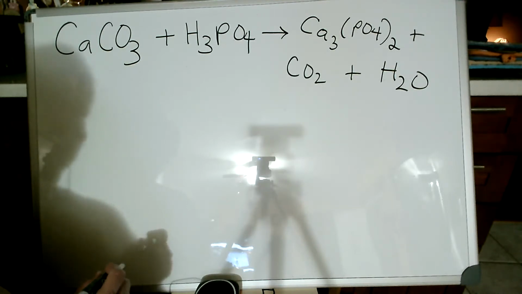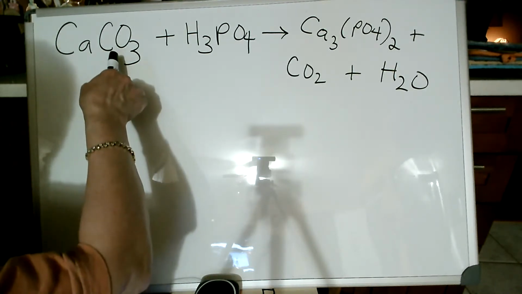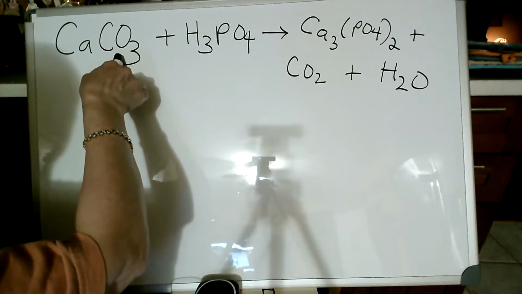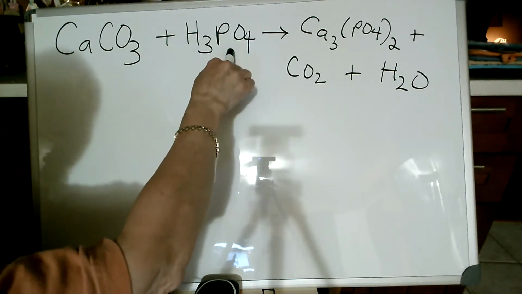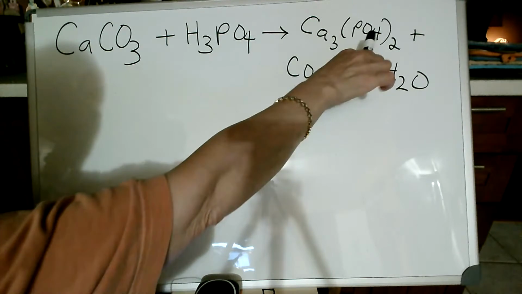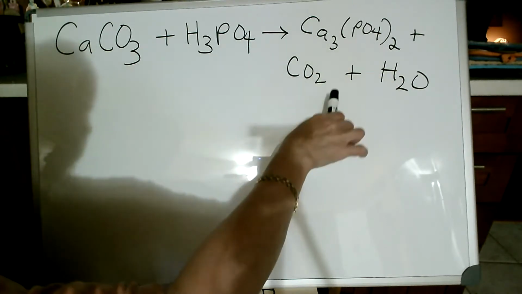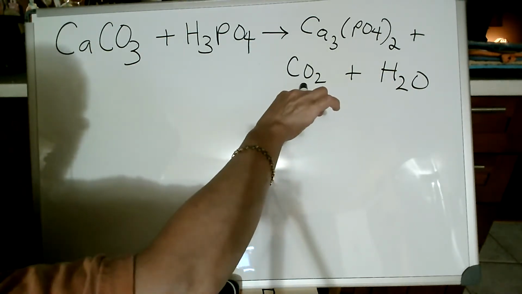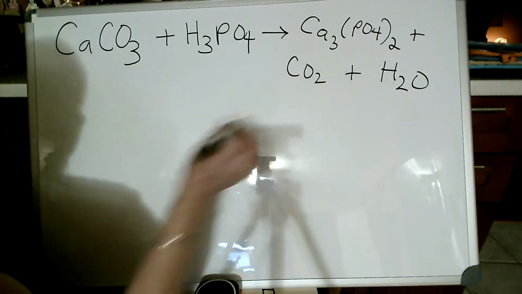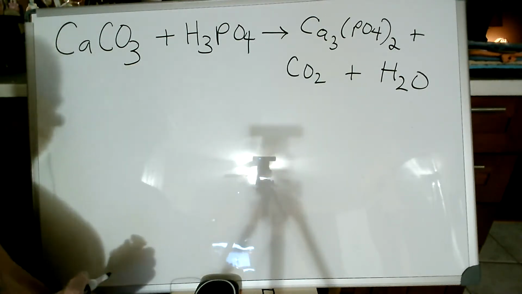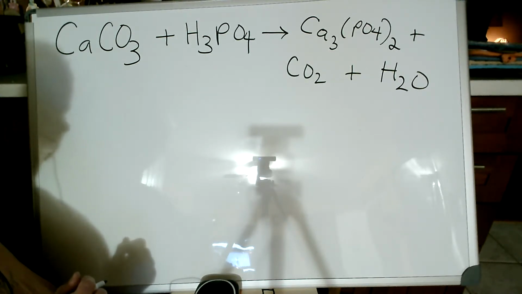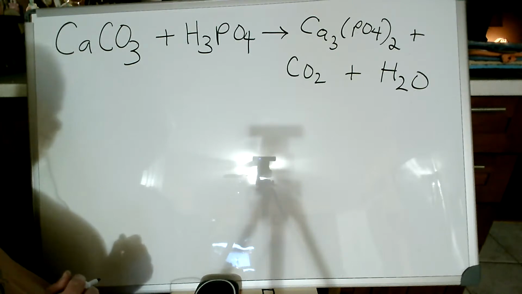And the reason why it's tricky is if you check it out, calcium carbonate has oxygen in it, phosphoric acid has oxygen in it, calcium phosphate has oxygen in it, carbon dioxide and water both have oxygen in them as well. And this is chemistry students' nightmare, having all those oxygen atoms, because they can be really difficult to deal with if you don't know what you're working with or how to do it.